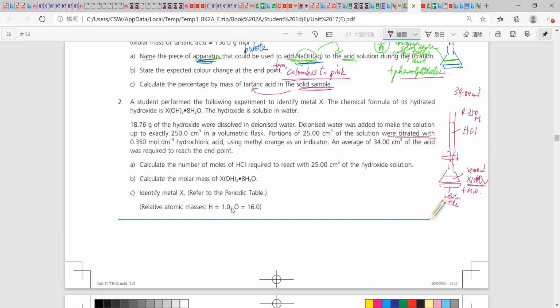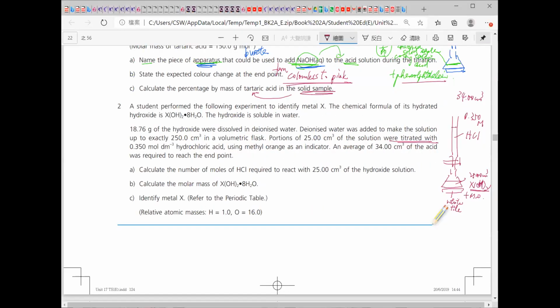So the question doesn't ask you anything about the endpoint color change, right? So that is my additional question. What is the endpoint color change? What is the endpoint color change? For question 2, what is the endpoint color change? Are you here? From yellow to red, orange.